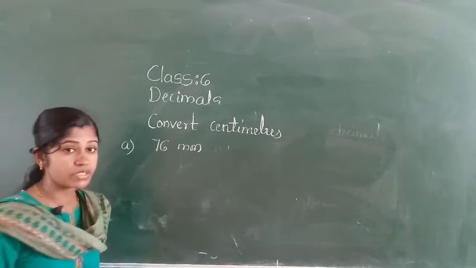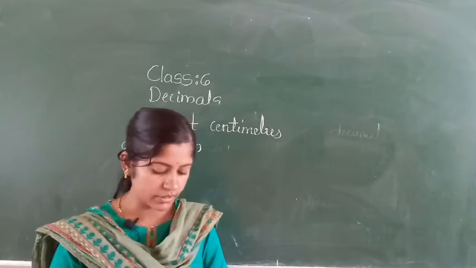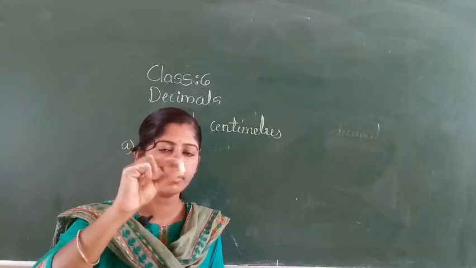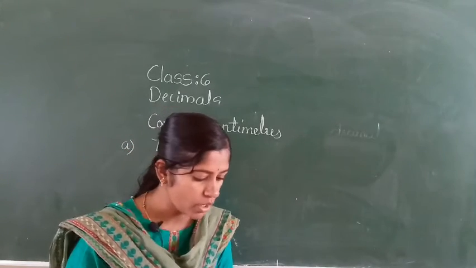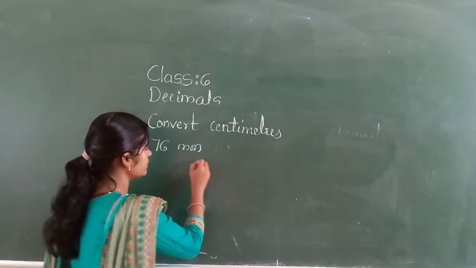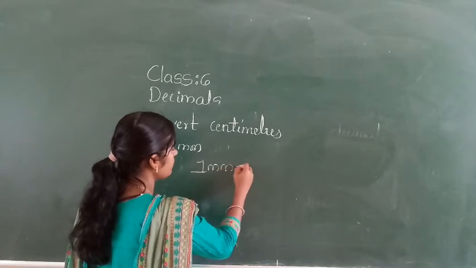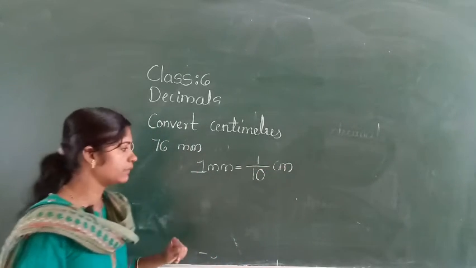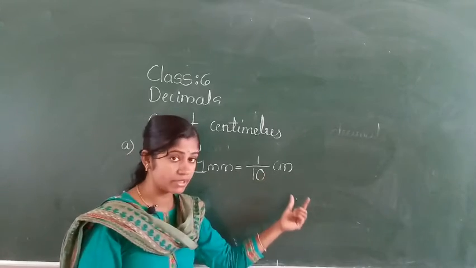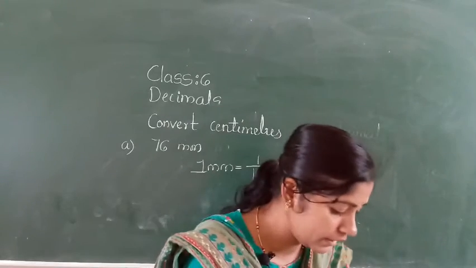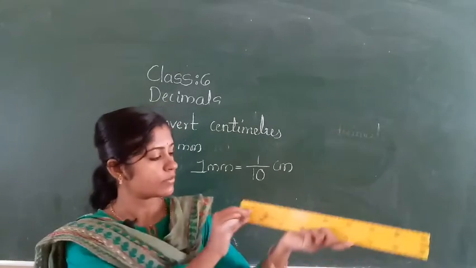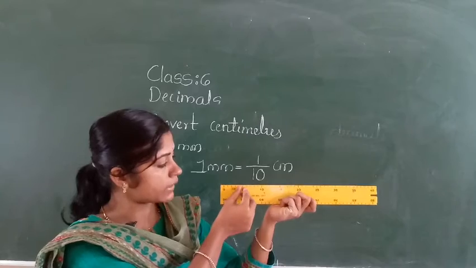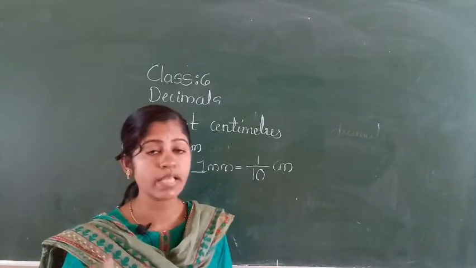See here, mm means it is a very, very small unit. See here, the length of a chalk piece is there, no? I can measure it in centimeter, but this length I will measure in mm. So here, 1 mm is equal to how many centimeters? 1 mm is equal to 1 by 10 centimeter. 1 mm is equal to 1 by 10 centimeter means, see here, there is a scale. From here to here, 10 lines are there, no? Among that, 1 means the millimeter is that small.